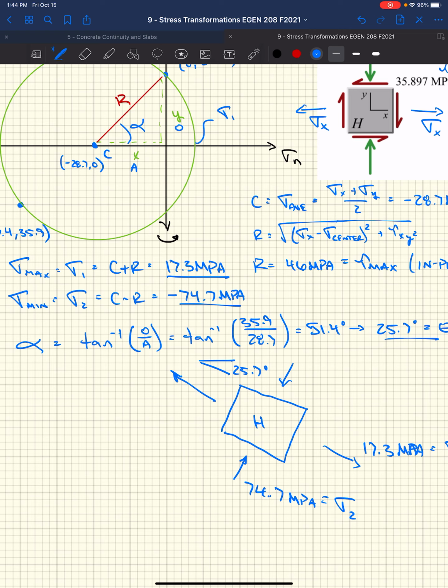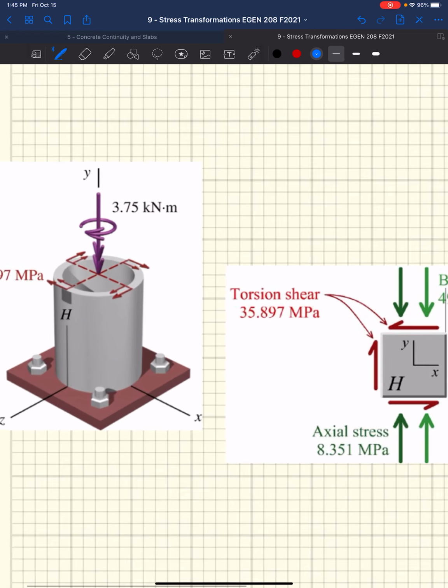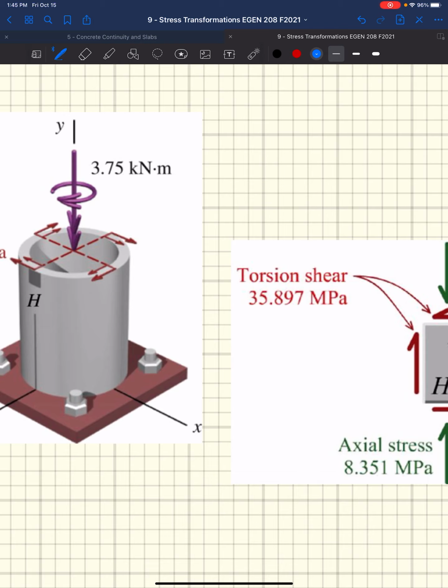So if we went back and looked at our flagpole, right? If we looked at a plane that was at 25.7 degrees, that's where we would have our maximum normal stresses, right? Both in compression and tension.